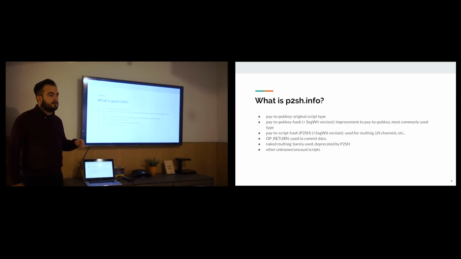You can only do 1 out of 3 or 2 out of 3, it only goes up to 3 keys, whereas with p2sh hash you can go 15 to 15, and with SegWit I think it's even more now.